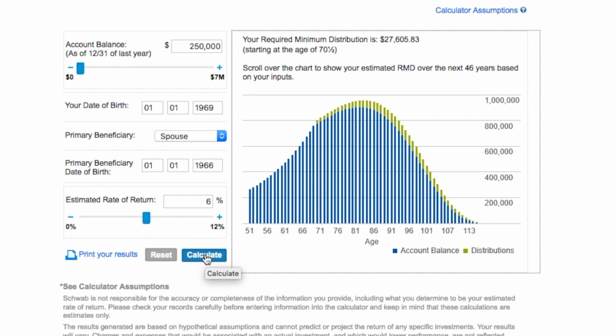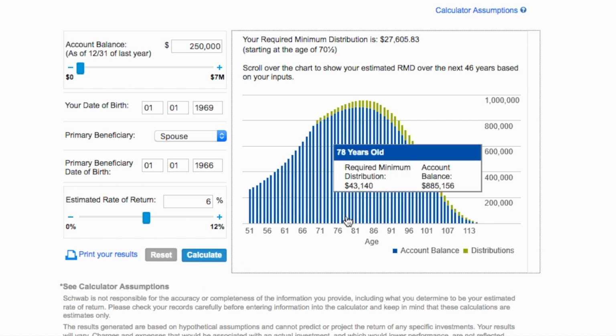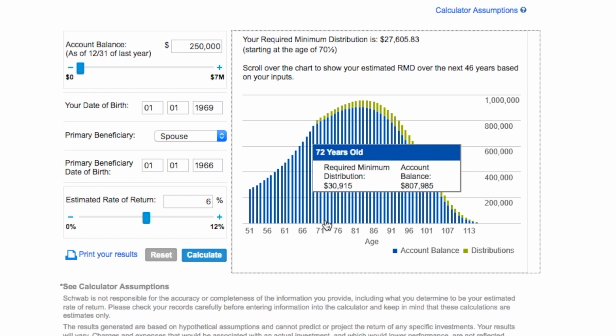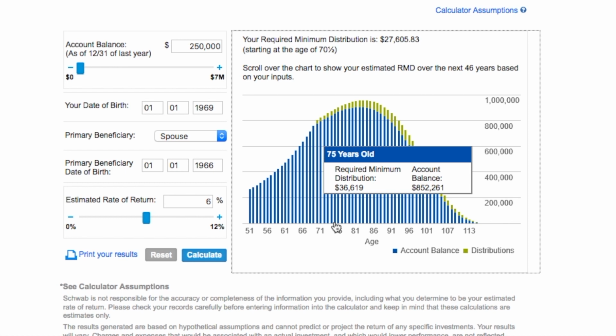All right, so we have to start taking RMDs at 72, right? So if we look at a 72-year-old, we're only going to have to take about $31,000, you guys. Not quite $31,000. But what about at 75? That goes up to $36,600. At 80, that's gone up to $47,747.